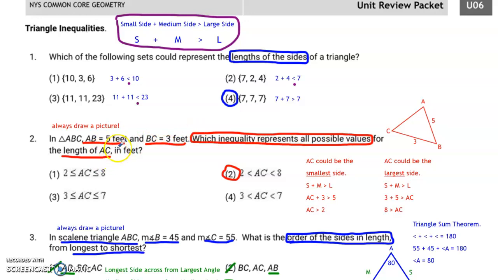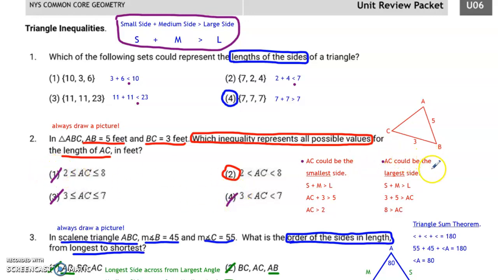And I know that AC could be the smallest side of the triangle, or it could be the largest side of the triangle. It could also be the medium side, but the medium side isn't going to tell us what its maximum or minimum is going to be. So we're only going to consider these two options, whether it's the small side or the largest side. If small plus medium is greater than large, as we said up here, that means that the smallest side AC added to 3 is greater than 5, which means that AC has to be greater than 2. Instantly, we can cut off all of the other answers except for choice 2, but let's follow it through.